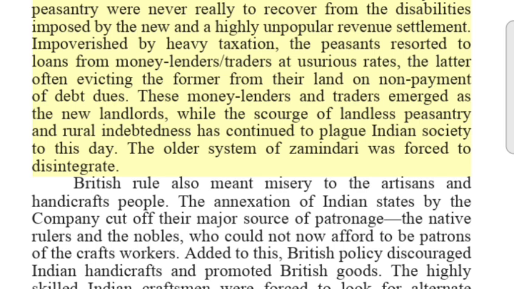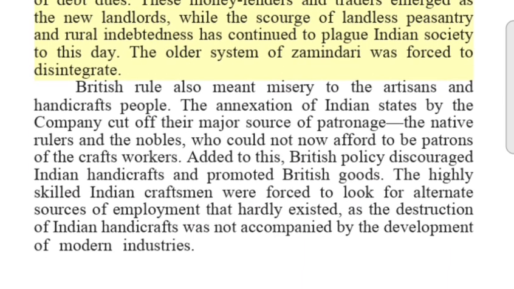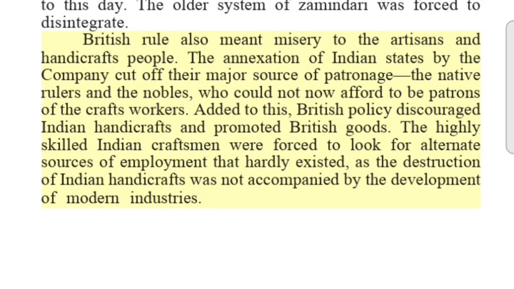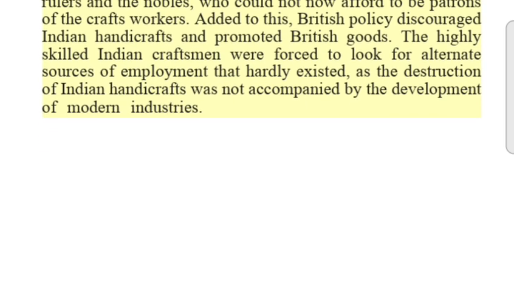The older system of zamindari was forced to disintegrate. British rule also meant misery to the artisans and handicrafts people. The annexation of Indian states by the Company cut off their major source of patronage, the native rulers and the nobles, who could not now afford to be patrons of the craftsworkers. Added to this, British policy discouraged Indian handicrafts and promoted British goods. The highly skilled Indian craftsmen were forced to look for alternate sources of employment that hardly existed, as the destruction of Indian handicrafts was not accompanied by the development of modern industries.